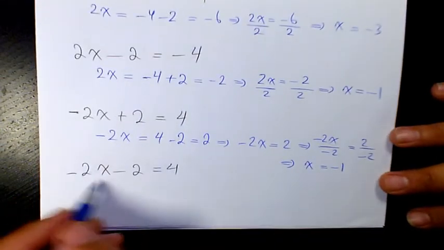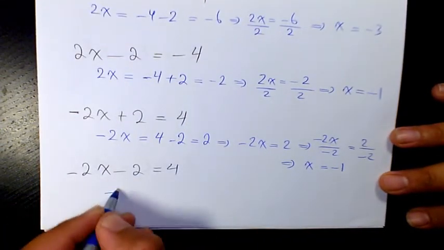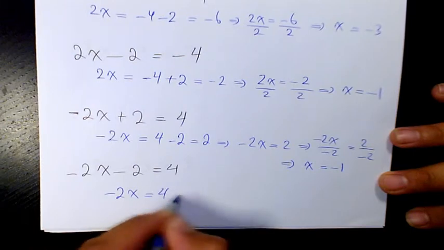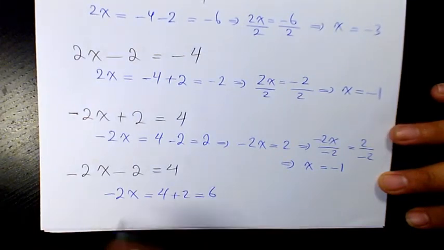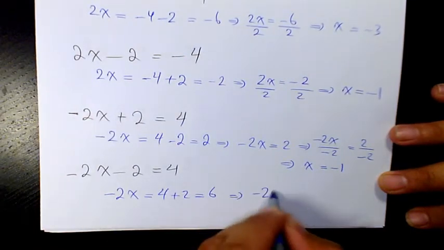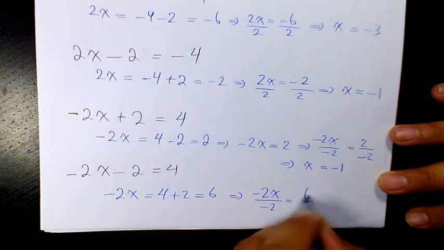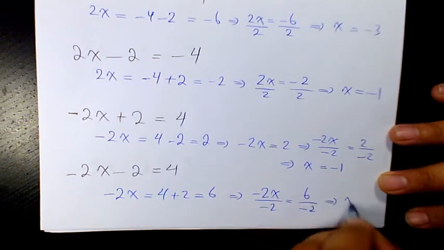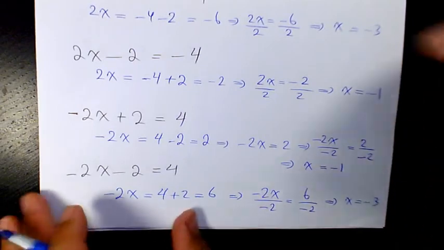Next one, negative 2x minus 2 equals 4. So we have negative 2x equals 4 plus 2 equals 6. So we have negative 2x divided by negative 2, 6 divided by negative 2. So we have x equals negative 3.